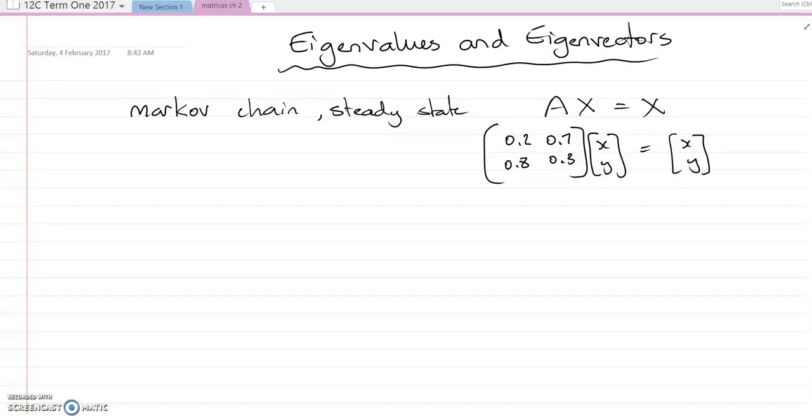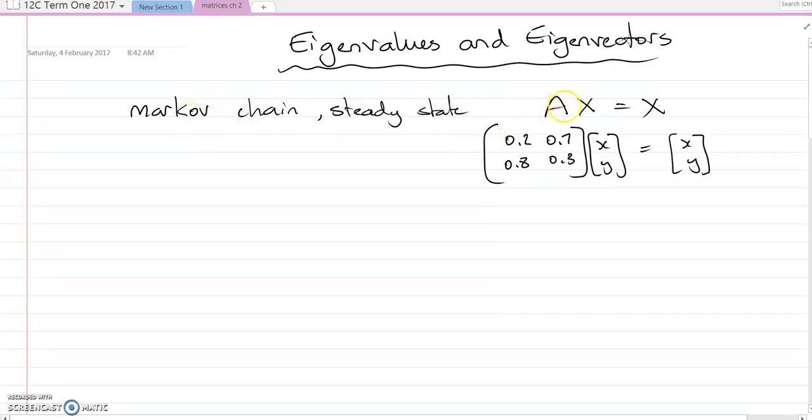Okay, eigenvalues and eigenvectors, the next thing in Math C. So I'll explain what they are and what an equation looks like, and another sort of way to look at it graphically, and then we'll solve it. Okay, so just going back, it's similar to Markov chain.